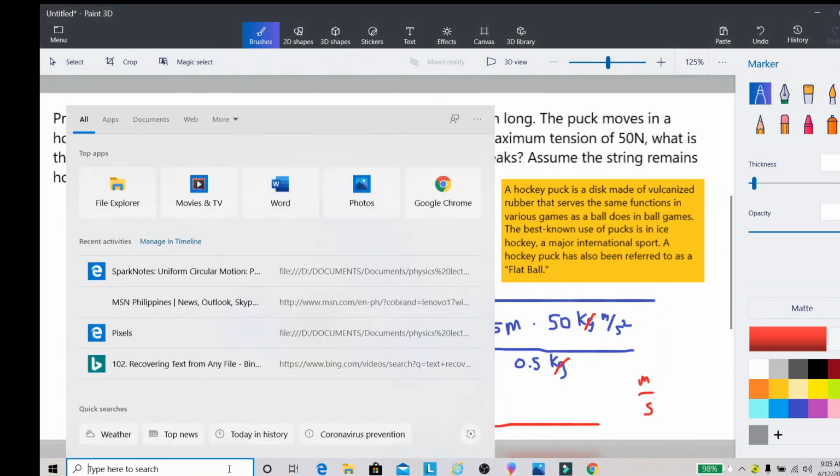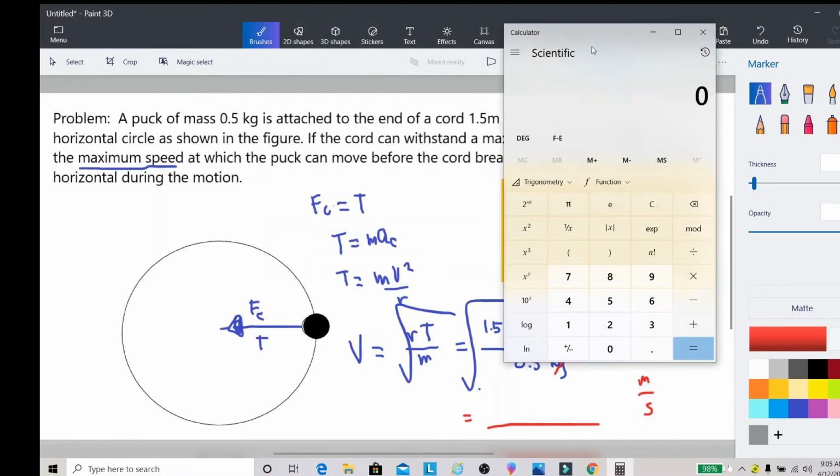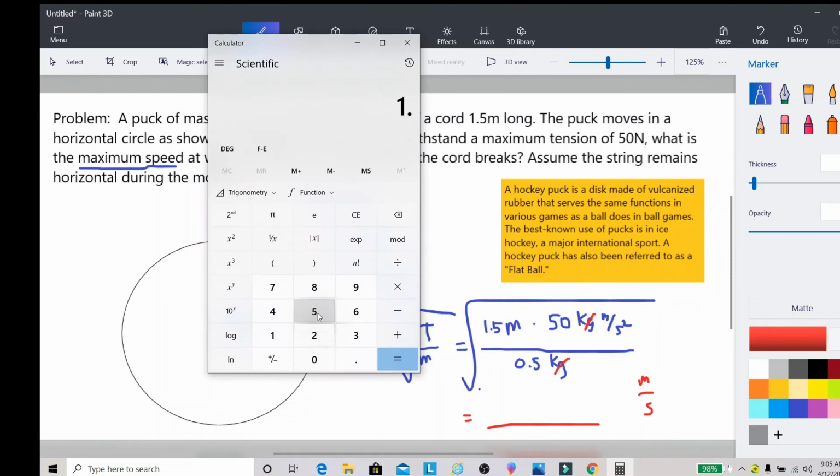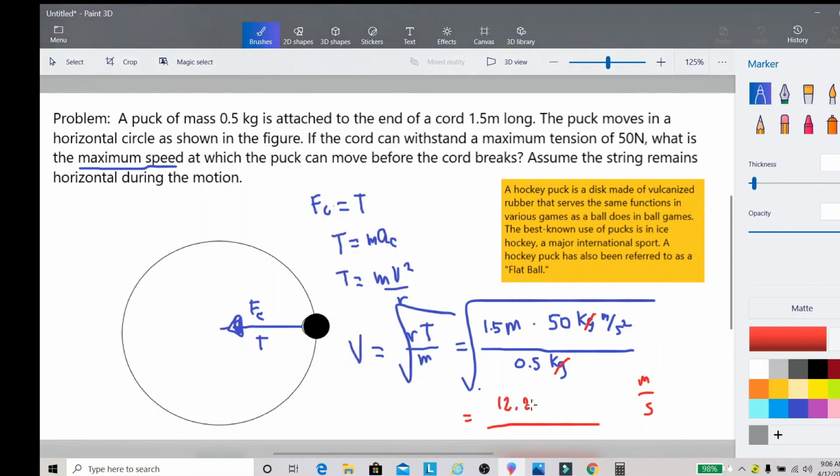So let us try to grab a calculator. We are now ready to compute 1.5 times 50. That will be divided by 0.5, and we have to get the square root of this one. So the square root will be 12.2474. Okay, this will be your answer.